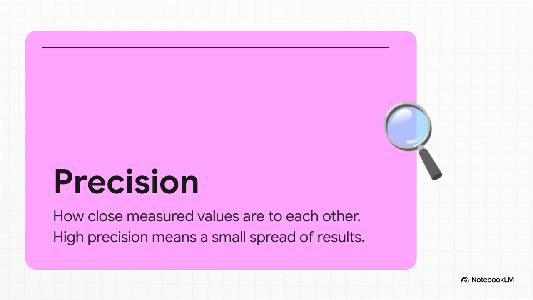So, with those errors in mind, precision is all about consistency. How close are your measurements to each other? If you measure a piece of wire 5 times and get pretty much the exact same number every single time, then your measurement is highly precise, and that tells you that you have very low random error.